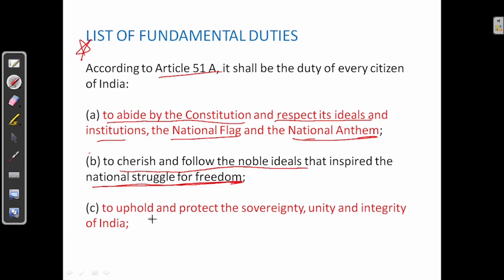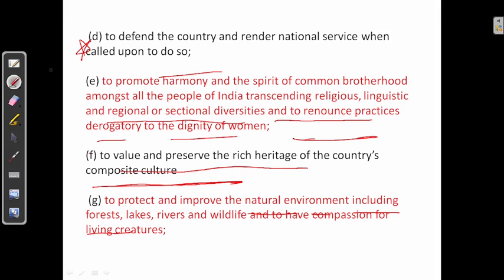Next, to uphold and protect the sovereignty, unity and integrity of India. The third fundamental duty is to uphold and protect the sovereignty, unity and integrity of India. Next, to defend the country and render national service when called upon to do so. To defend the country, to protect the country and to render national service when there is a need.